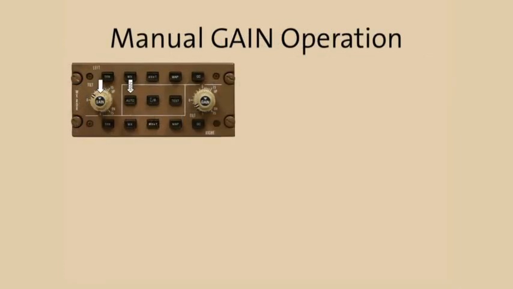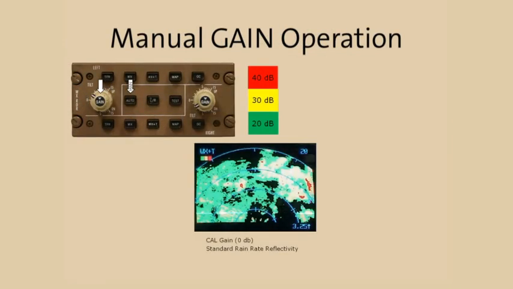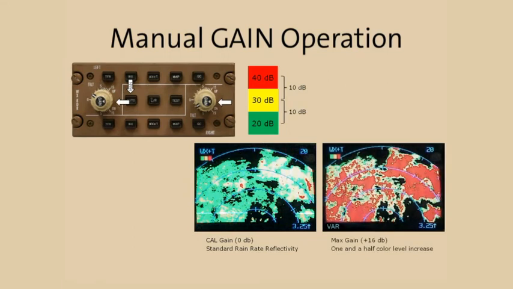In manual calibrated gain, standard radar reflectivity of rain rates are displayed. An increase or decrease of 10 dB of sensitivity represents a change of one color level. Increasing the gain to max increases the sensitivity by 16 dB, or an increase of 1.5 color levels. Yellow will display as red and green will display as yellow or red. In addition, areas of black may display as green or yellow.